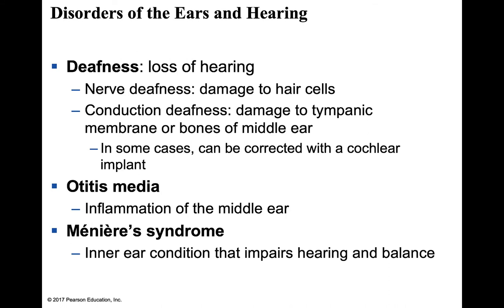Now, deafness is overall defined as loss of hearing. And there are different types of hearing loss. I think it's important because in the city of Rochester, we actually have a relatively high population of people that are deaf. You have deafness that's due to actual damage to the hair cells. And then there's conduction deafness, which is damage to the tympanic membrane or the bones of the middle ear. In some cases, this can be corrected with what's known as a cochlear implant.